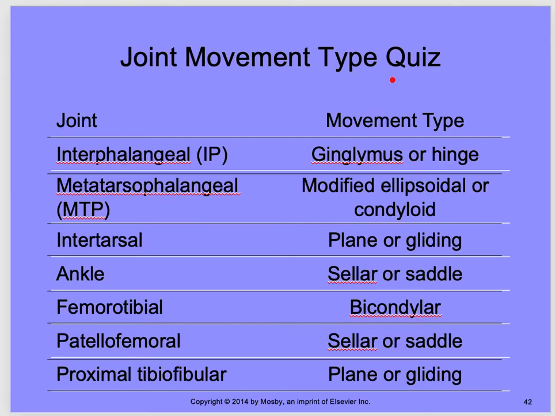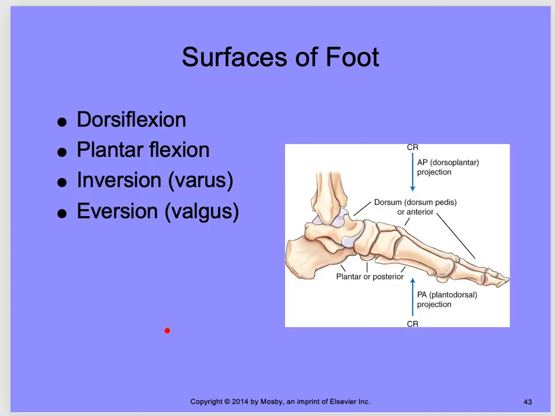Joint movement type quiz, joint and movement type. So just know that interphalangeal is ginglymus or hinge. The MTP is modified ellipsoidal or condyloid. Just so you know each one of these, and they are laid out. So joint there, movement type over here, so you can recall them for your labeling or for your chapter exam.